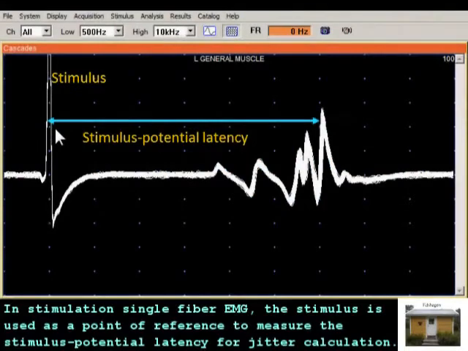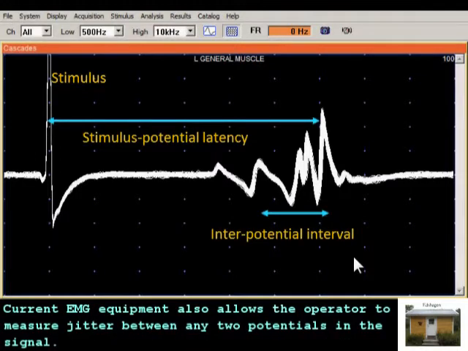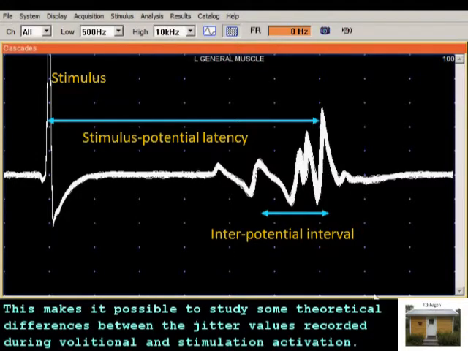In stimulation single fiber EMG, the stimulus is used as a point of reference to measure the stimulus potential latency for jitter calculation. Current EMG equipment also allows the operator to measure jitter between any two potentials in the signal. This makes it possible to study some theoretical differences between the jitter values recorded during volitional and stimulation activation.